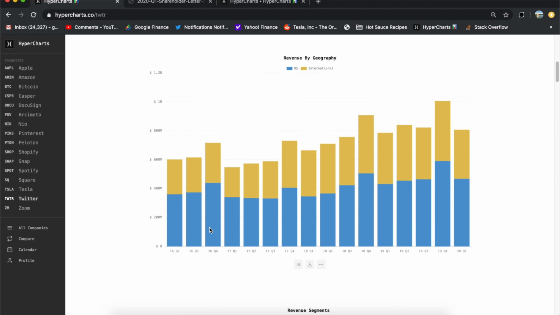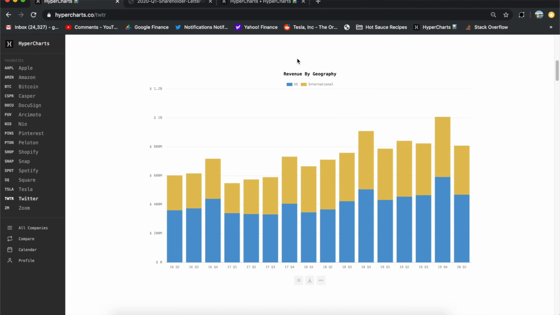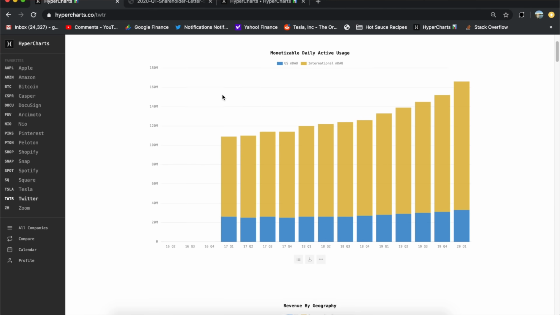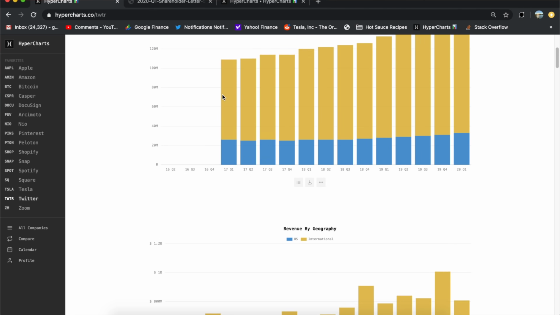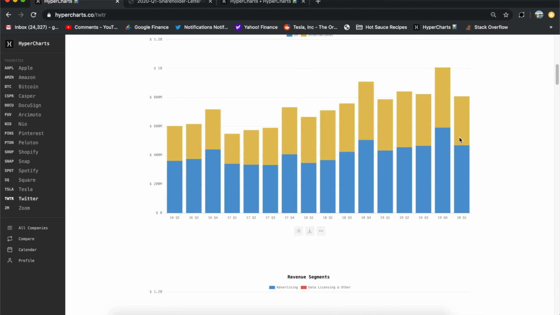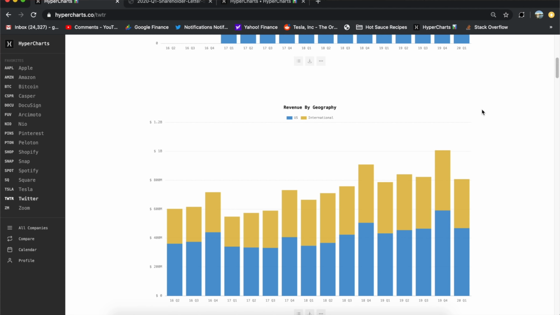So here's Twitter's revenue by geography. Once again, a chart is worth 1,000 numbers. Just the way you can see how, wow, Twitter has a huge international user base. They're monetizing way less than their US user base. US, we're talking 33 million users versus 133 million, but revenue-wise, the US is doing 468 versus 339. Way more revenue despite having like a quarter of the users.